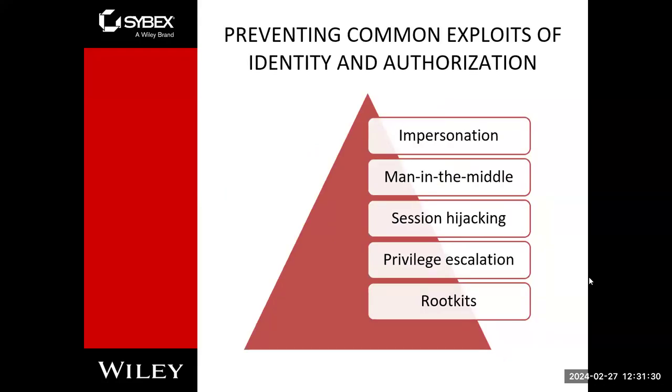And here's where we get into the common exploits of identity and authorization. Impersonation. Man in the middle, where you inject yourself. Session hijacking, where you basically steal a session. Privilege escalation, which I talked about previously. And then rootkits. Although it's the lowest on the totem pole here, it is probably the highest in threat level, because if a rootkit can be injected into an operating system, the only way to be 100% accurate about removing that rootkit is to completely wipe the system and reload it.